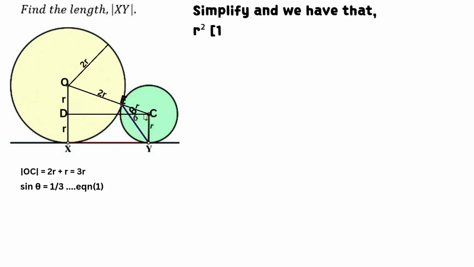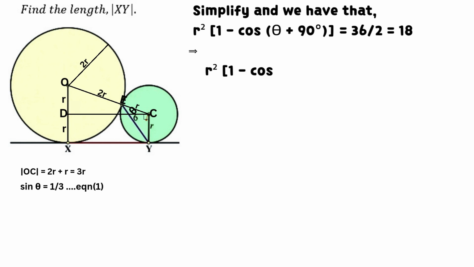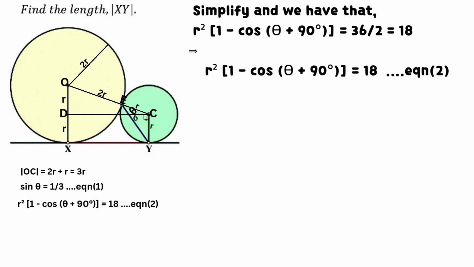After simplification, we have that the product of R square and 1 minus cosine of theta plus 90 degrees equals half of 36, which equals 18. This implies that R square multiplied by 1 minus cosine of theta plus 90 degrees equals 18. We call it equation 2.